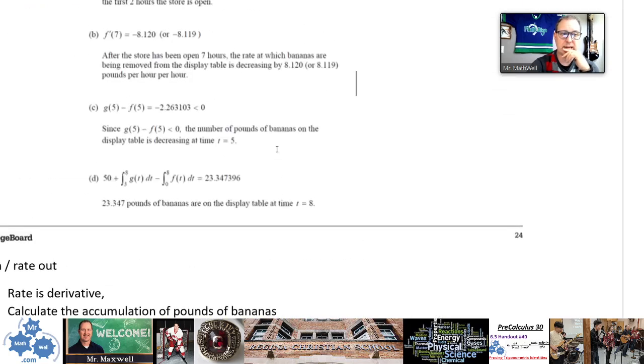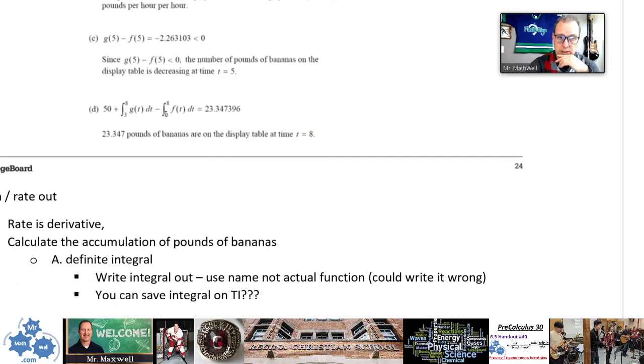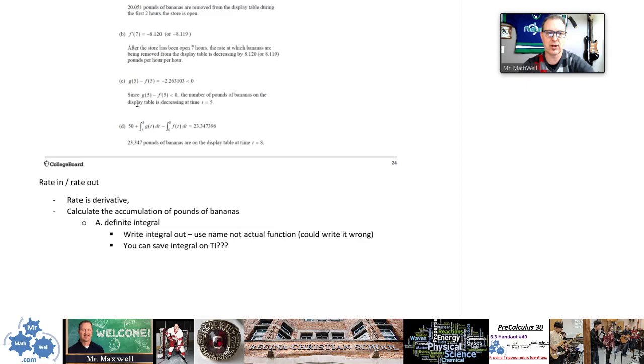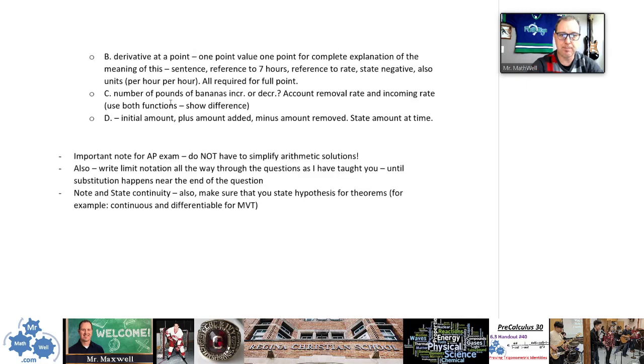For C, you're going to have to show... anyways, just make sure you have the explanation of what you've done, the description of what you've done, and a word sentence. Show your integrals even if you do it on the calculator. Again, the point is not to go through this question too carefully.